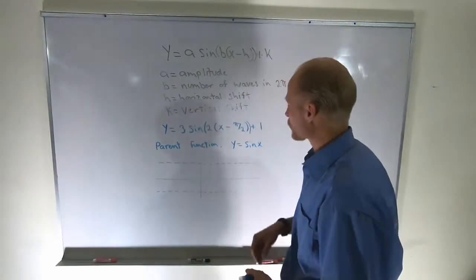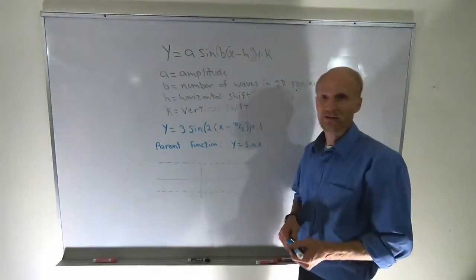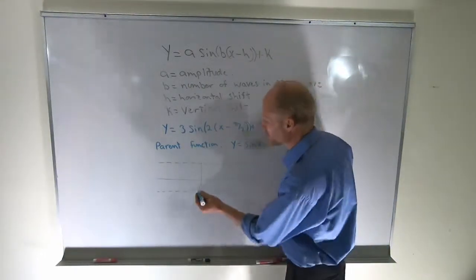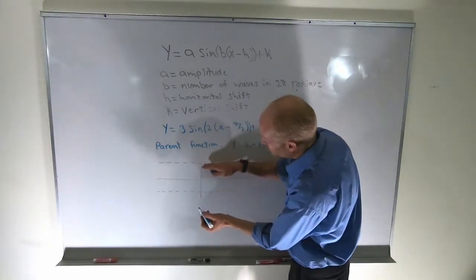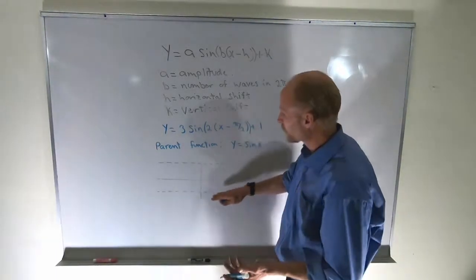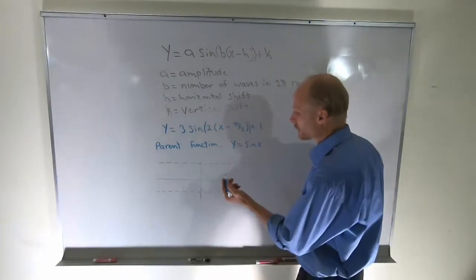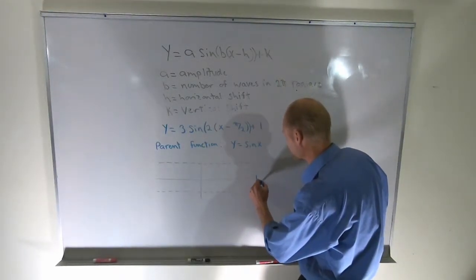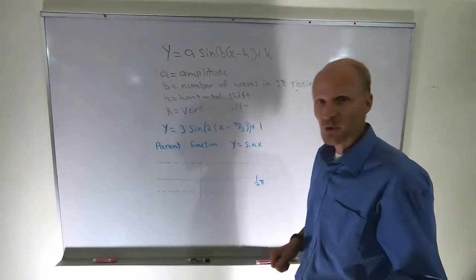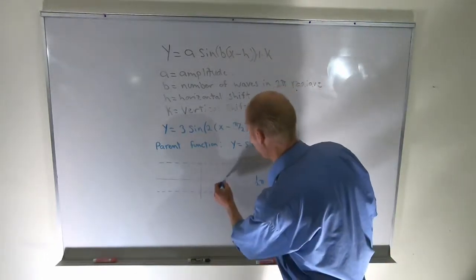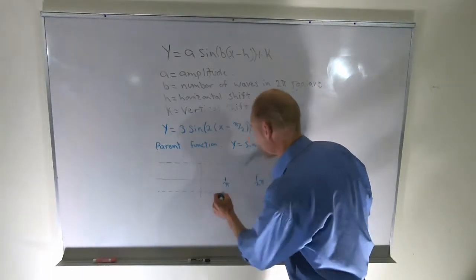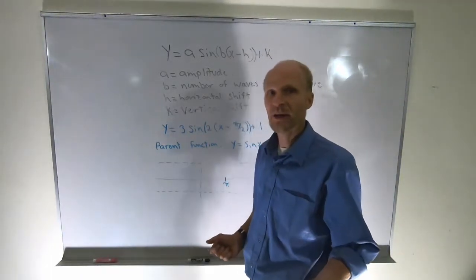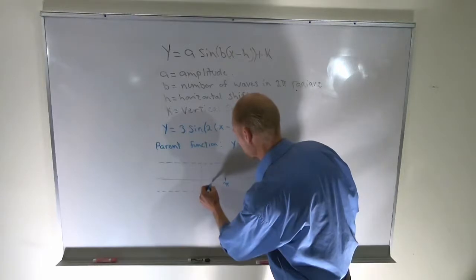So the parent function is simply y equals the sine of x. It has an amplitude of 1, so it's going up off the center line 1 unit and also 1 unit down below the center line. I like to start mapping it out just by writing 2 pi, just out here. If you cut 2 pi in half, you get 1 pi. And of course, if you cut 1 pi in half, you get pi halves.